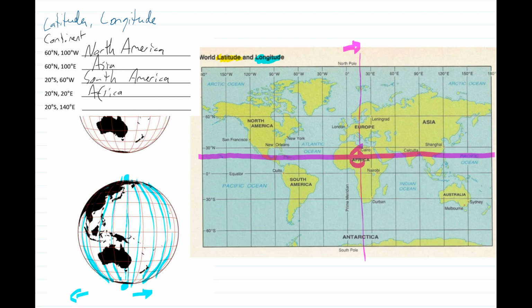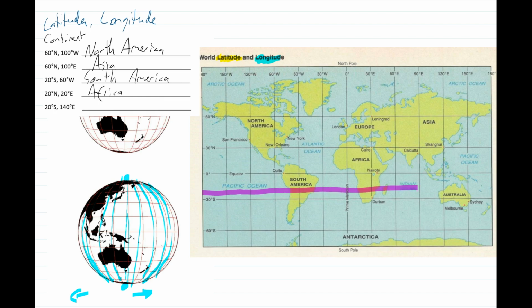Okay, and then we've got one more. Going back south, 20 degrees south, 140 degrees east. Okay, so going back down to 20 degrees south, and then 140 degrees east. Well, that's going to be way over here. Guess where, what's here? It's Australia.